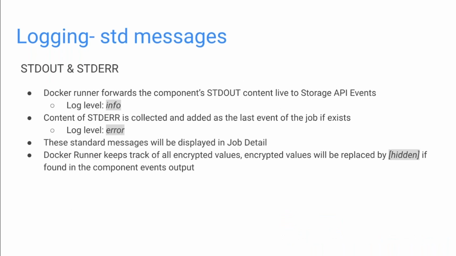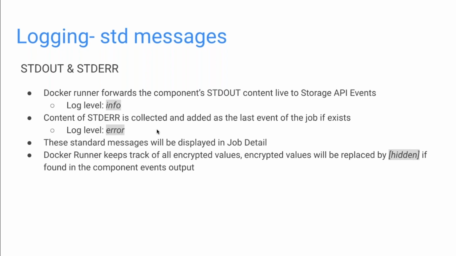Now back to the standard messages. There's STDOUT and STDERR. Docker Runner will force the component's STDOUT content live into the storage API events. The logging level will be information. Anything from standard error is collected and added as the last event of the job if it exists. The log level is going to be error.